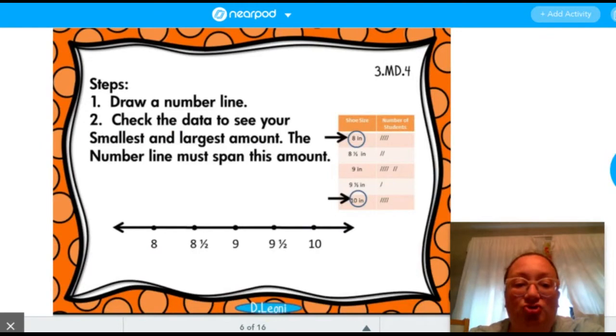All right, so when we draw a line plot, we need a number line. And you can see here that we're going in increments of 1/2. We're starting with the smallest number in the data set. So if we look at our shoe sizes, the smallest shoe size is 8, and the largest shoe size is 10. So we're going to go 8, 8.5, 9, 9.5, 10. All right. Notice we're not using the tallies yet. We're just using the shoe sizes.